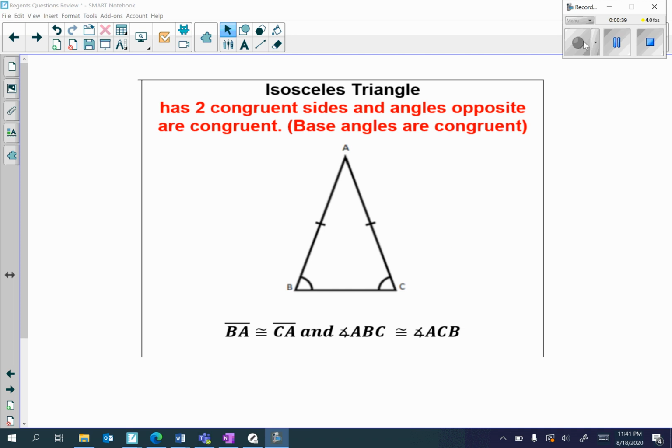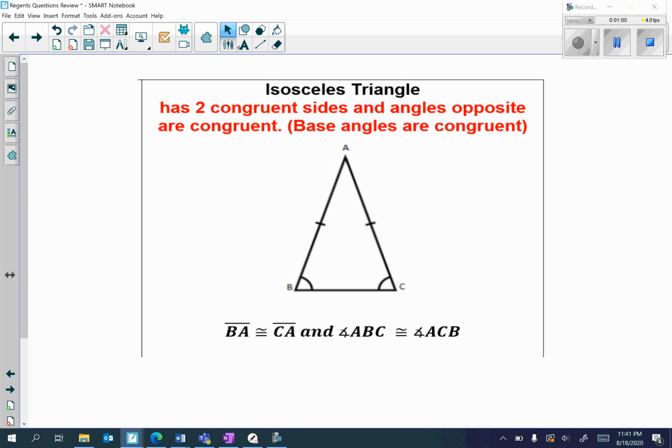Next, we have an isosceles triangle. An isosceles triangle has two congruent sides, and angles opposite are congruent. Those are known as the base angles, which are congruent. So in the diagram, I have BA congruent to CA, and I have angle ABC congruent to angle ACB.